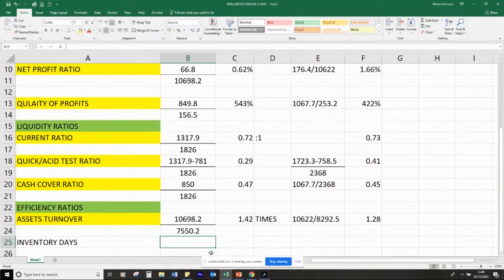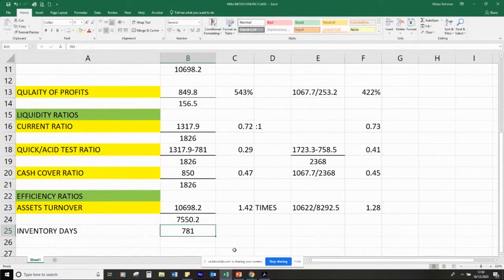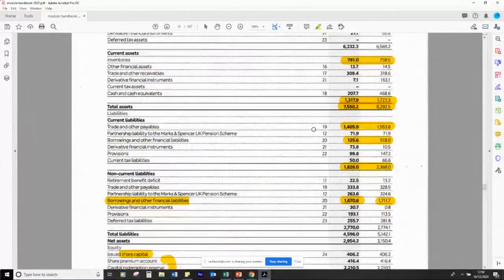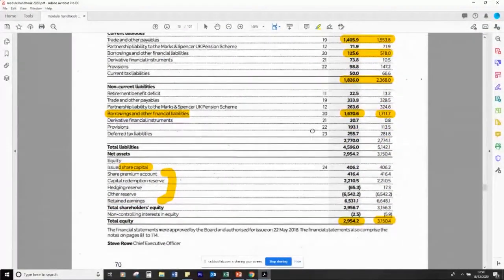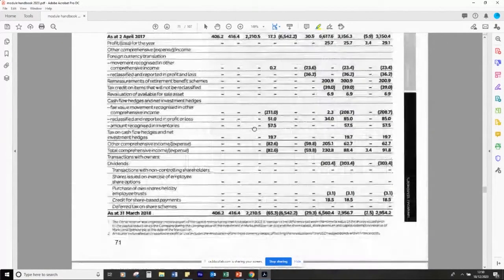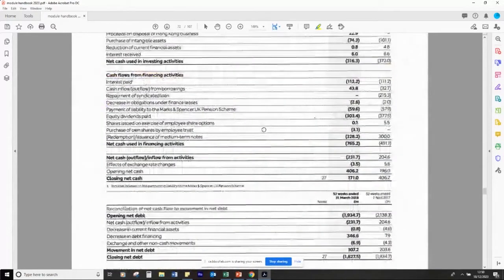If you look at inventory, we have already looked at this figure. Inventory is 781. We used it in the quick ratio. Divided by cost of sales. Now this is a figure which we have not seen before, but we have seen a figure very close to it before, in note 3, gross profit. So sales less cost of sales equals gross profit. So that's the time when we actually went there.